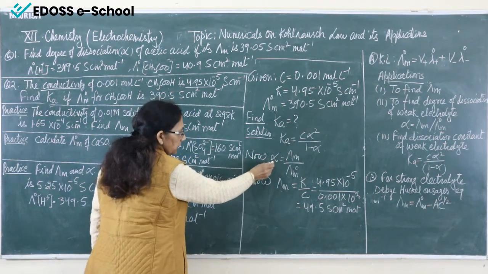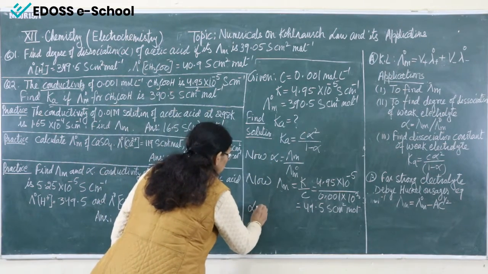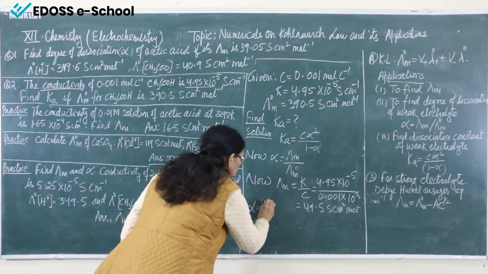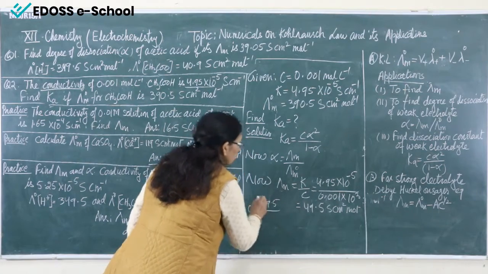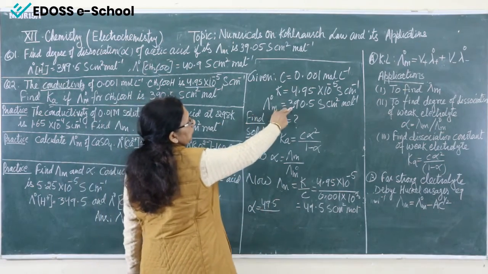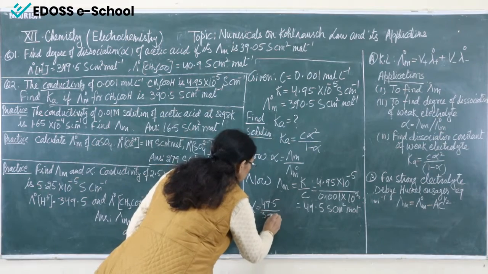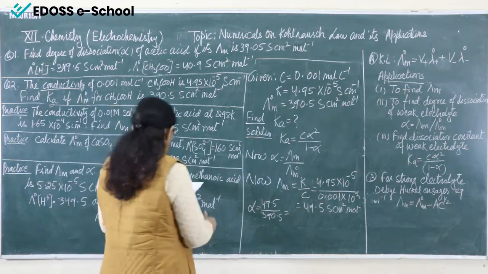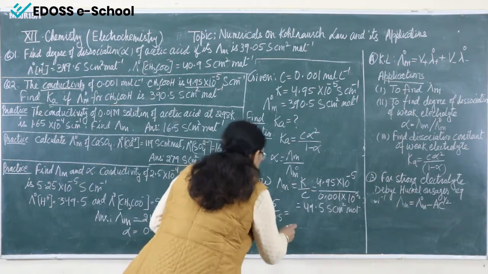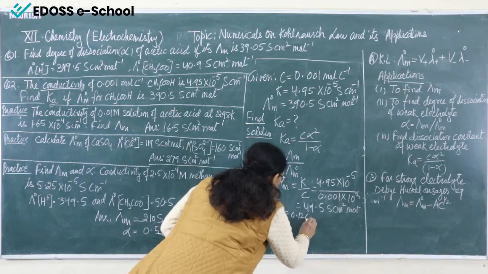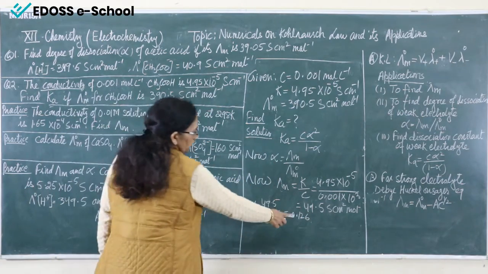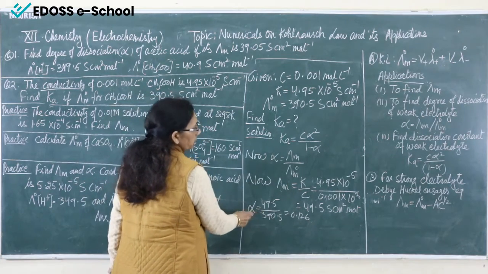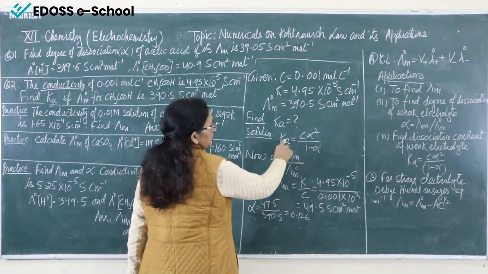Okay, so now in this alpha we will put the value of lambda m, 49.5, and limiting molar conductivity is 390.5. Okay, so alpha after calculating the value comes 0.126. Okay, no unit here. Now alpha is calculated, now with the help of this alpha we can calculate this value.